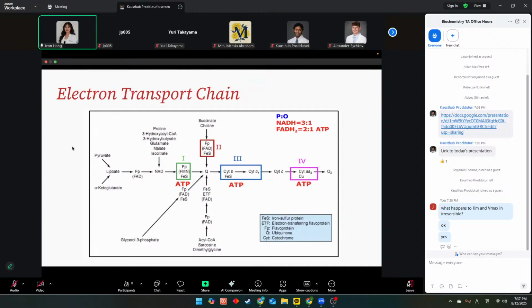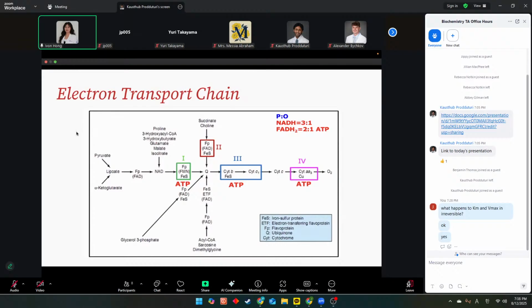The main thing you want to get from this is really two things. One, complex 4 requires copper. So if you have a deficiency in copper, know that it will affect complex 4. And the other thing she had put here is the P to O ratio, which is basically how many molecules of ATP get produced for each molecule of oxygen that you consume.